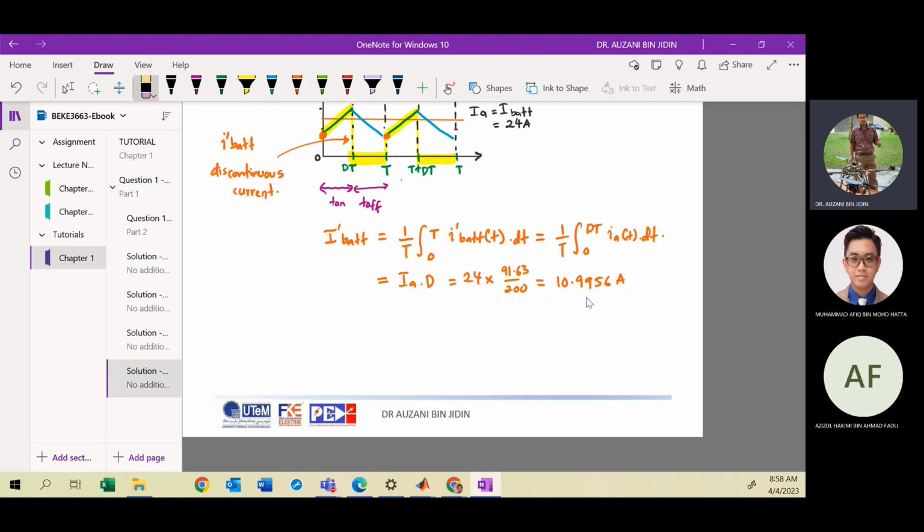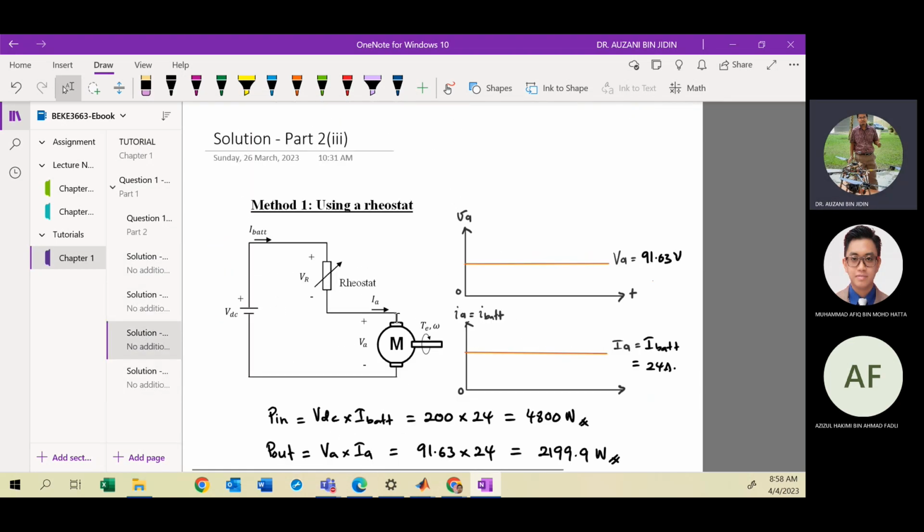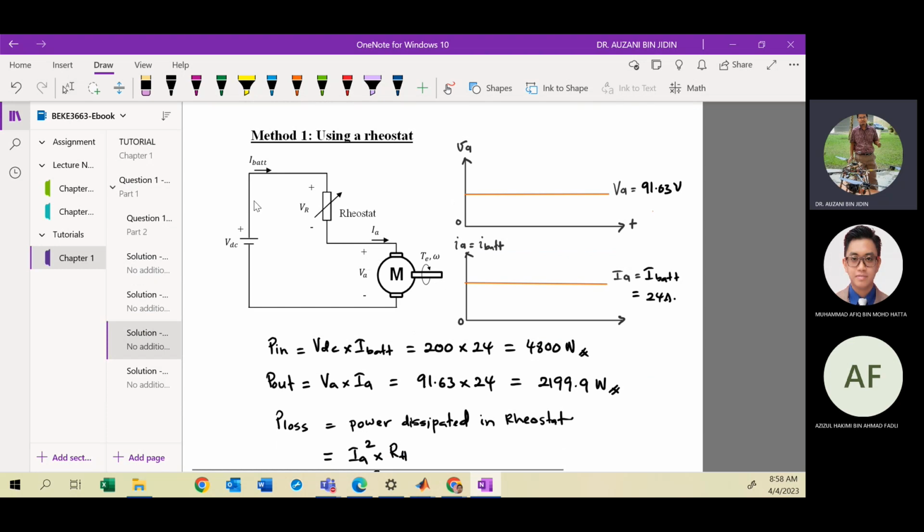Okay, so then you can notice the calculated value 10.9 is less than that produced by the battery current in method number 1. In method number 1, the battery current is 24 ampere, because IA and I battery are always the same, because all elements are connected in series. There is no switching. Okay?